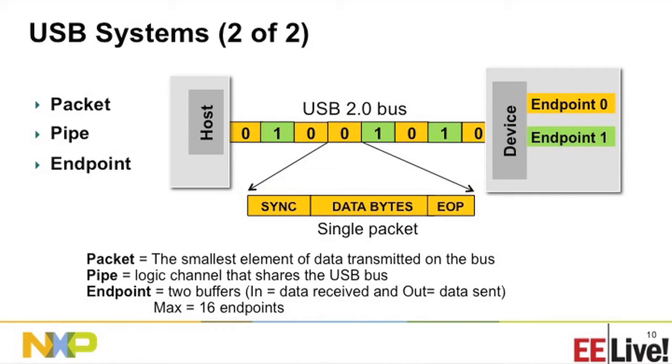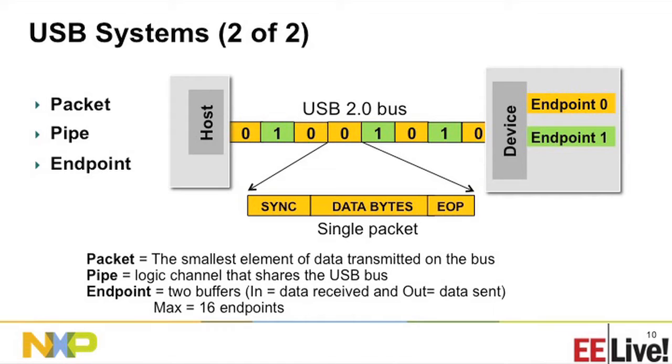Between these packets is the idle period. When we talk about USB idle, between these packets, there is an idle period. In this case, we have endpoint 0 here. Endpoint 0 is a default control endpoint.